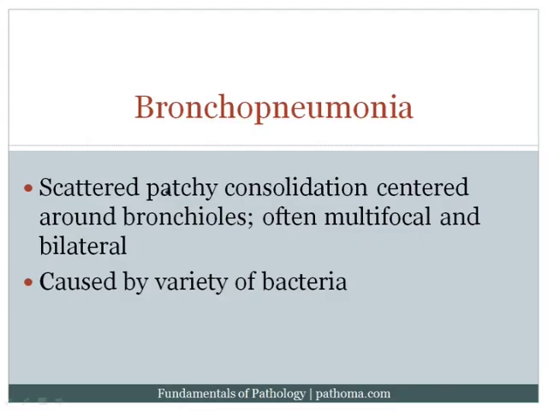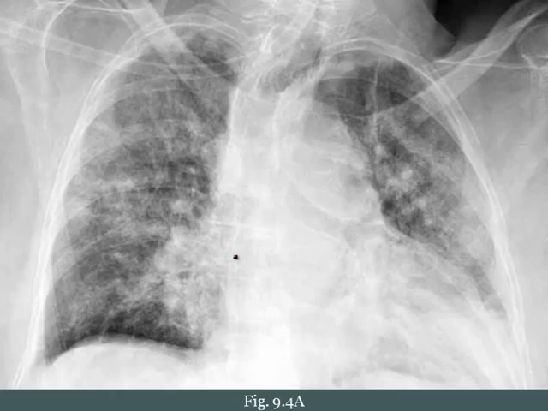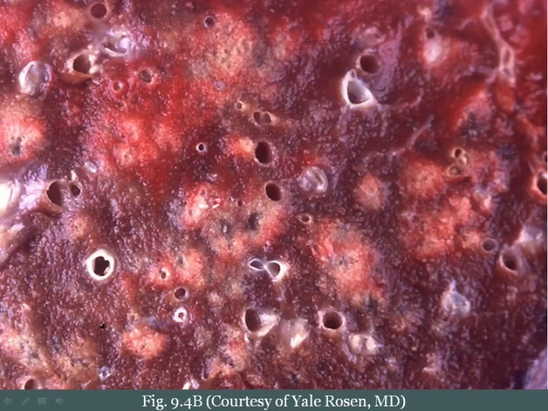Bronchopneumonia is when you get scattered patchy consolidation centered around bronchioles. It's often multifocal and bilateral, and again, as I've stated, it's caused by bacteria. Here's a classic picture showing you a bunch of splotches or areas of pneumonia. And again, that would represent a bronchopneumonia. Here's a gross picture of bronchopneumonia highlighting the patchiness of the process, and of course this is running along the bronchioles. So scattered along the bronchioles are these patches of inflammation.